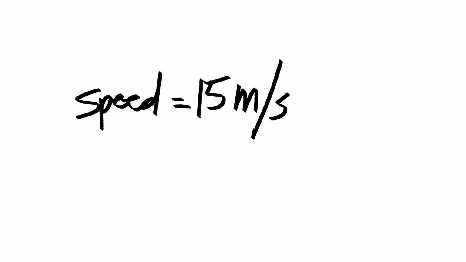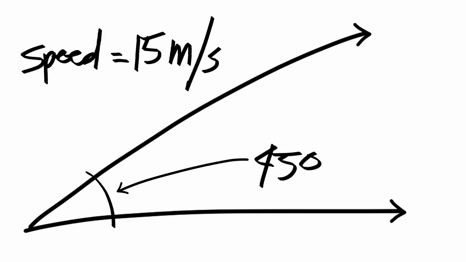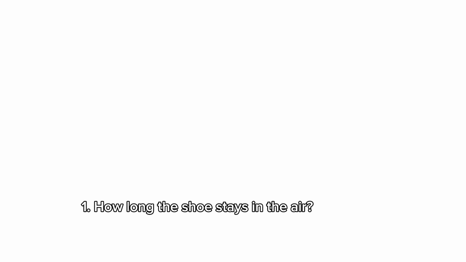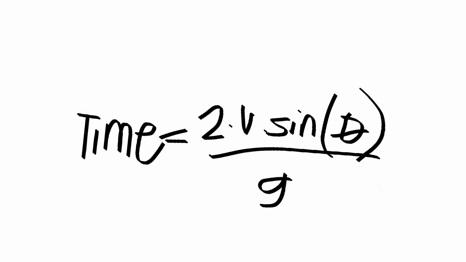Let's say I throw this shoe at a speed of 15 meters per second at an angle of 45 degrees. Now we're going to find three things: how long the shoe stays in the air, how high it goes, how far it travels before hitting the ground. First up is the time of flight, or how long the shoe was in the air. So to solve it, we use the formula time equals 2 times velocity times sine of theta divided by gravity.